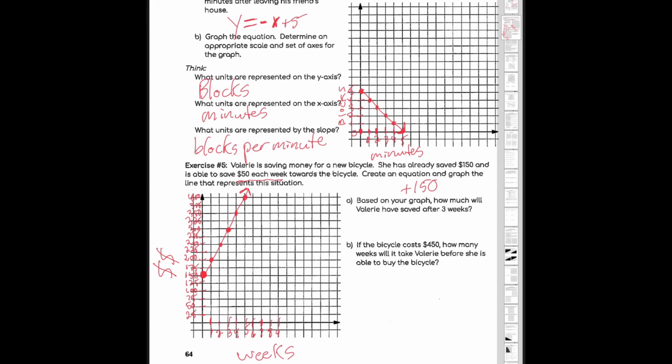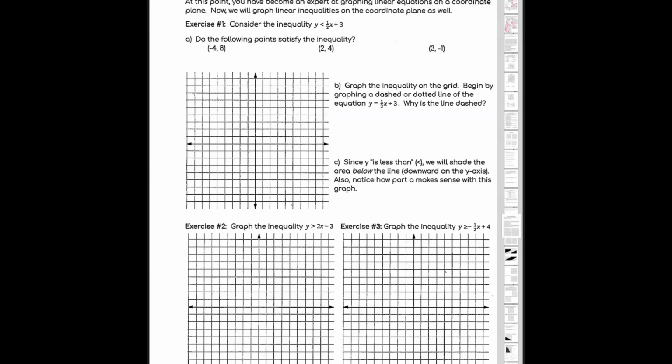And now it looks like we're going up at a rate of $50 per week. So that would be up 50 and over 1. So that's 50x. And now here it says, how can we find out how much she saves after 3 weeks? Well, we would plug in now for our x 3, add to 150, and she would be at $300 of savings.